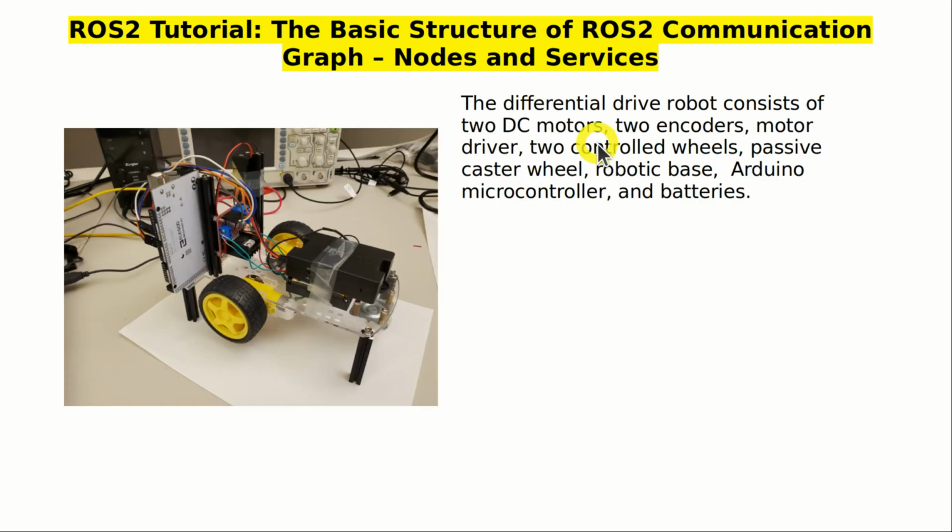Here's the second example that will illustrate the basic structure of the ROS2 communication graph. This is a differential drive robot. The differential drive robot consists of two DC motors, one over here and another one on the other side, two encoders, one over here and one over here, a motor driver that you can see over here, two controlled wheels, the first wheel, the second wheel, then over here you have a passive caster wheel, then we have a robotic base, then we have an Arduino microcontroller, and we have battery packs over here.